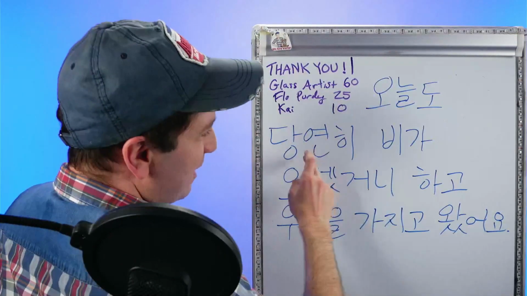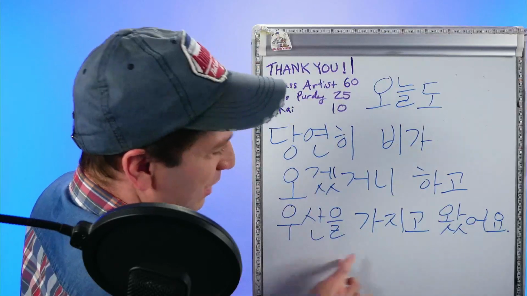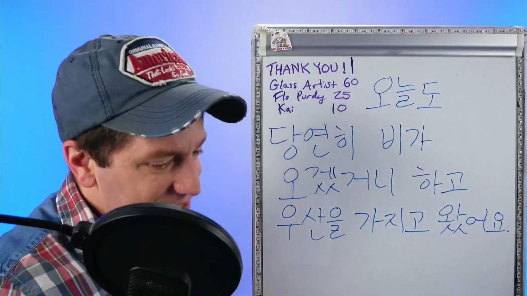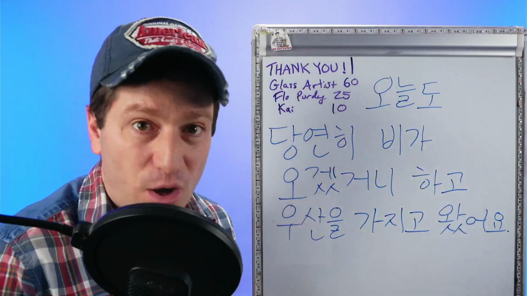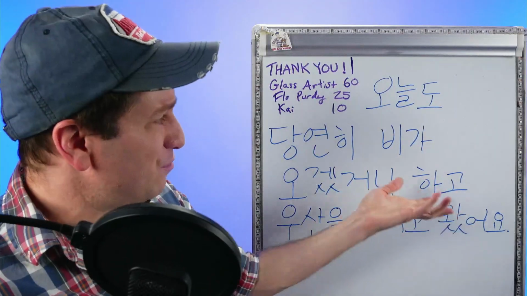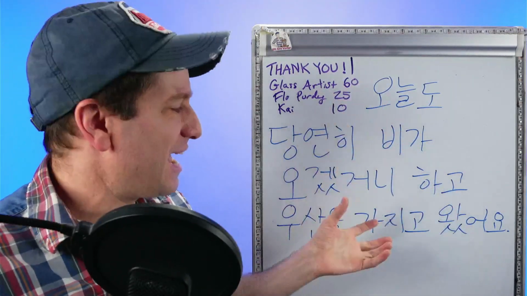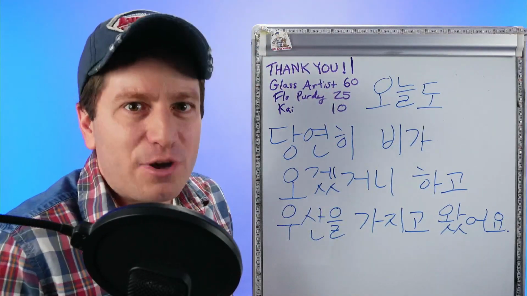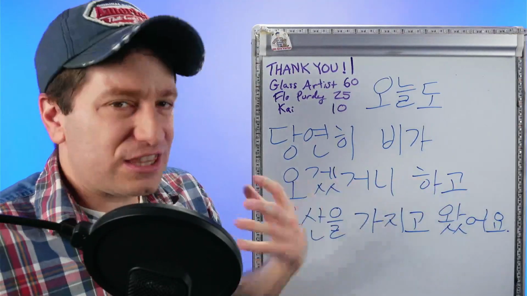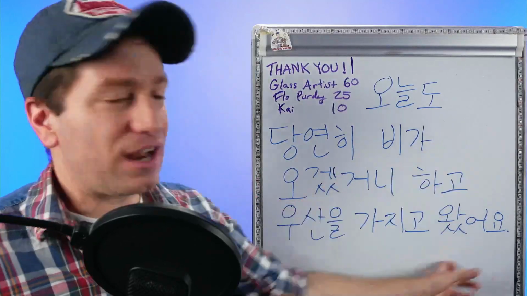So, 오늘도 당연히 비가 오겠거니 하고 우산을 가지고 왔어요. I thought it would, of course, rain today also, and brought an umbrella. I assumed that, of course, it would rain again today, and brought an umbrella. 하고. So I thought that and brought an umbrella.